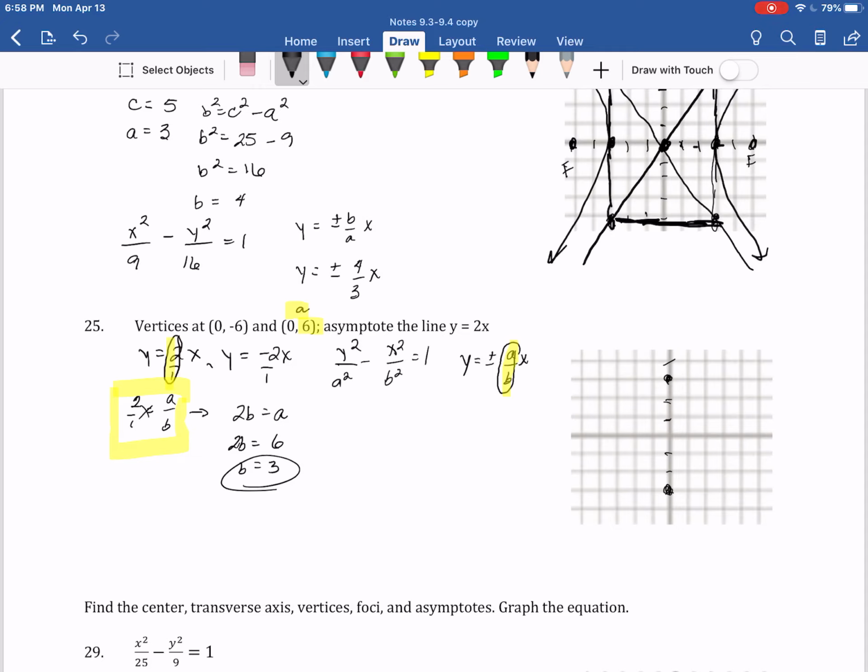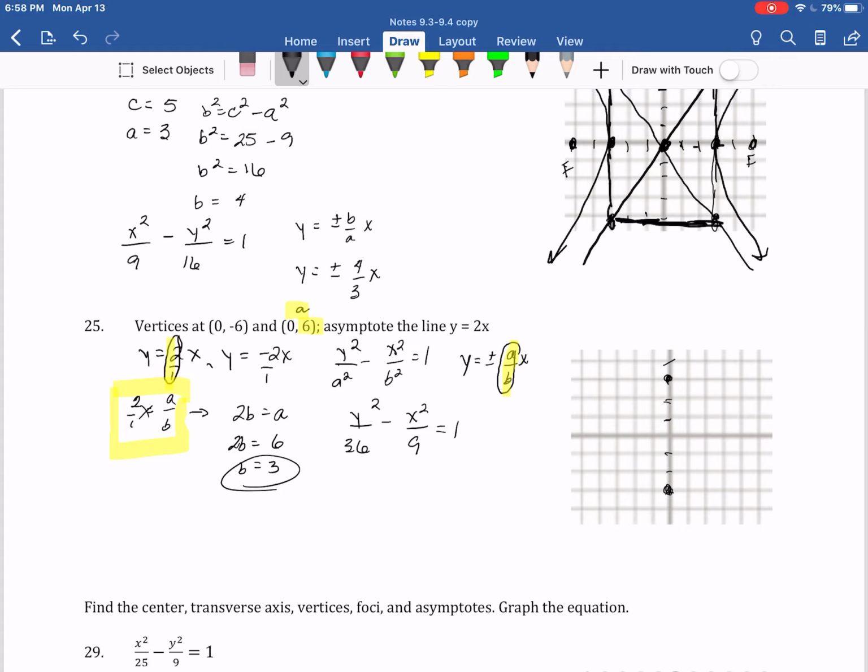b does not go on your graph as part of the hyperbola. b is useful to help you construct your asymptotes. All right, so from here, we can write the equation of the hyperbola. We have y squared divided by a squared, which is going to be 36, minus x squared over b squared, which is going to be 9, is equal to 1. So that's your general form of your hyperbola. Before you can draw a decent graph, you do want to have an idea of what those asymptotes look like.